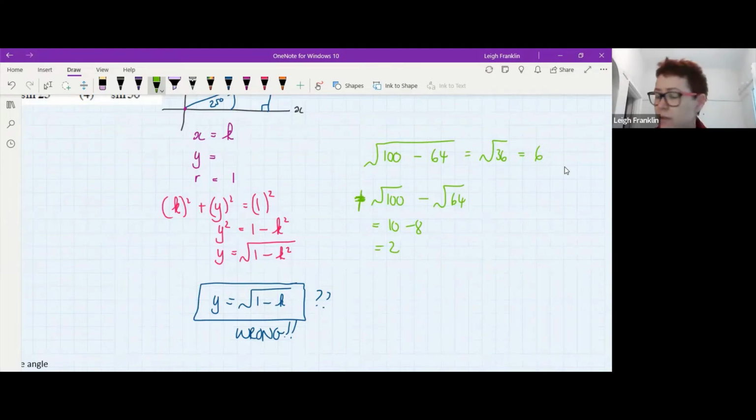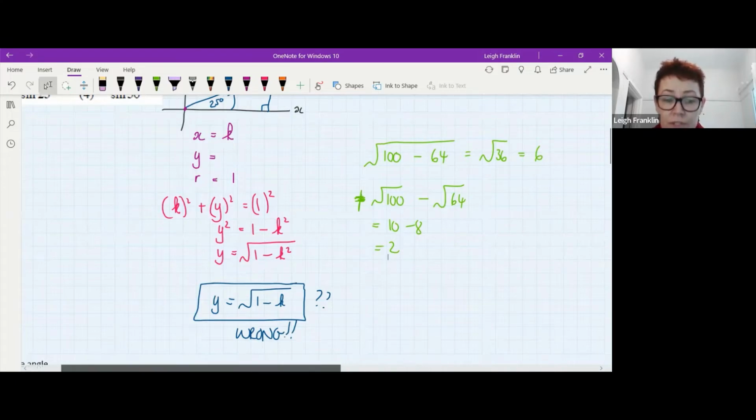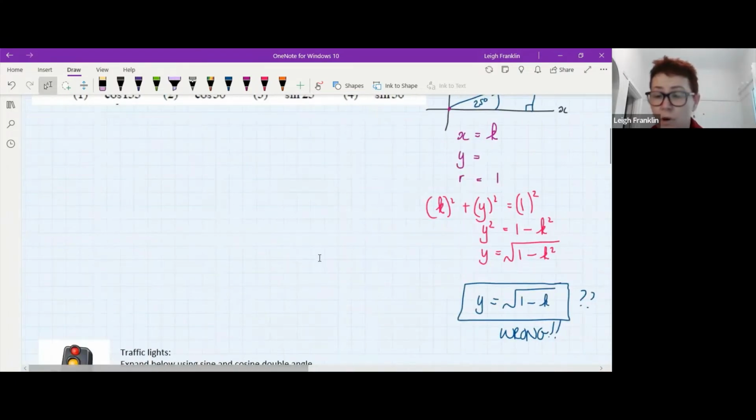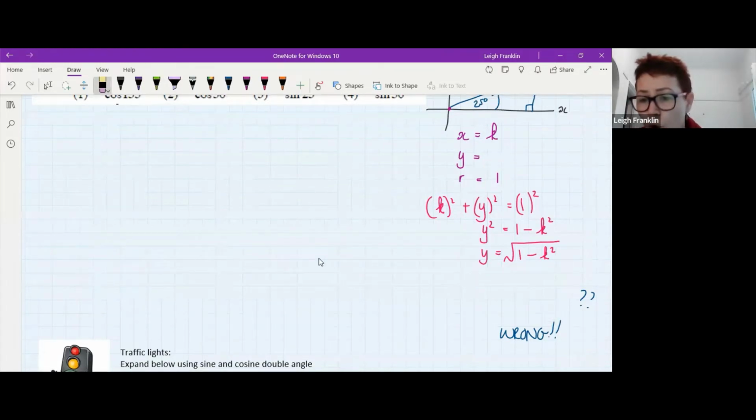I'm just giving you these little tips along the way that are going to make the world of difference for you in terms of your accuracy marks. So be very careful. You cannot just magically drop the square off the letter. So be careful of that.